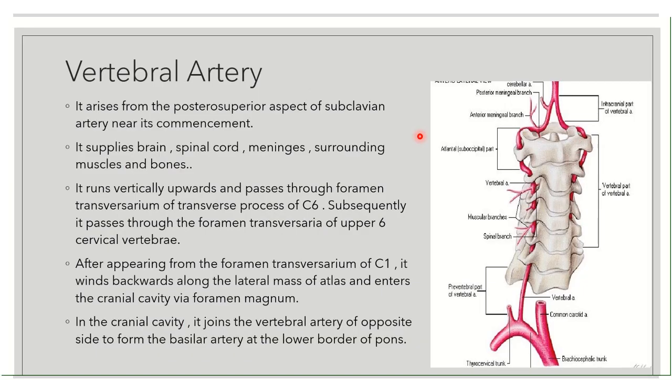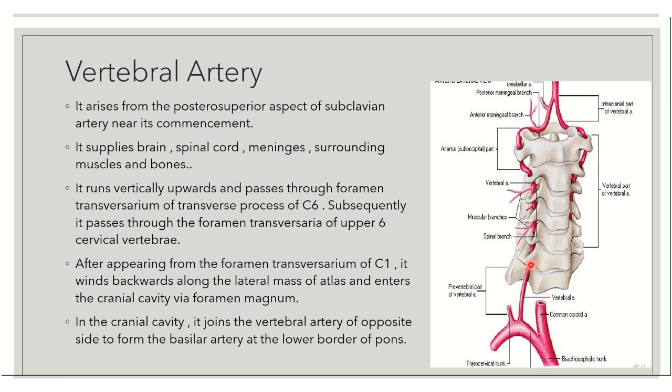Now we will study another component of the pre-vertebral region, that is the vertebral artery. As you all know, the vertebral artery arises from the first part of the subclavian artery. You can see in the diagram also, it arises from the first part of the subclavian artery, then it runs upwards, and then it passes through the foramen transversarium of the 6th cervical vertebra.